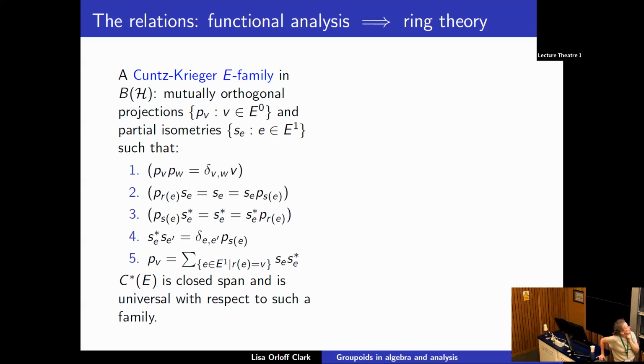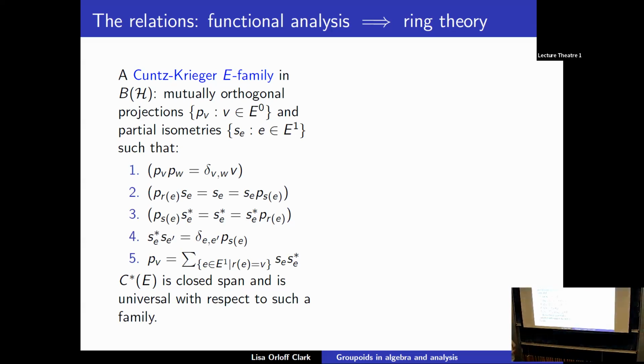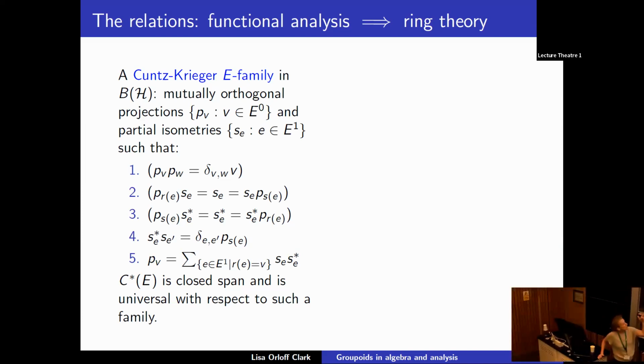with some redundancies. So a Kunz-Krieger E family in B of H is a collection of mutually orthogonal projections and partial isometries. The projections are associated to the vertices, and partial isometries associated to the edges, that satisfy these 5 conditions. I'm sort of restricting right now to row finite graphs with no sources. The first 3 conditions are automatic by the assumptions of partial isometries and mutually orthogonal projections, but I just wanted to list them there because we'll see them again in a minute. And then the 4th and 5th, I think, are known as the Kunz-Krieger relations.